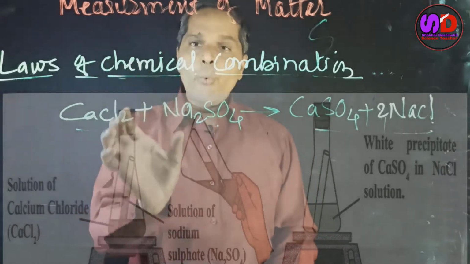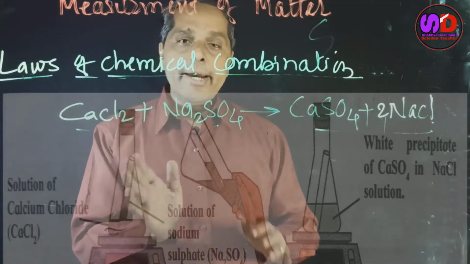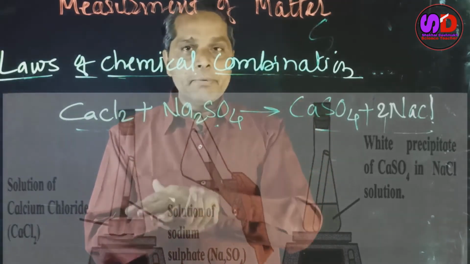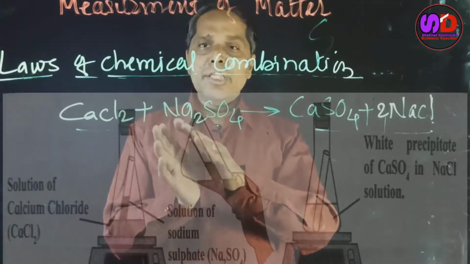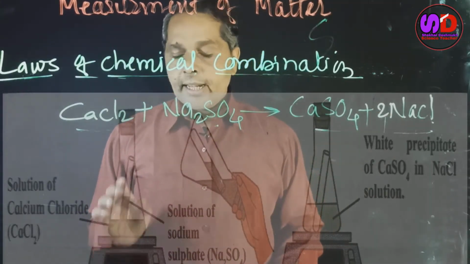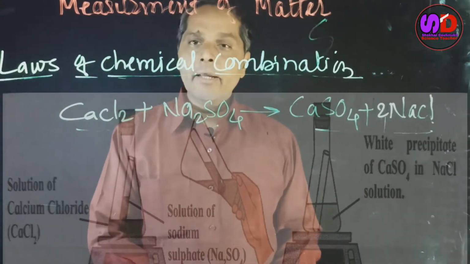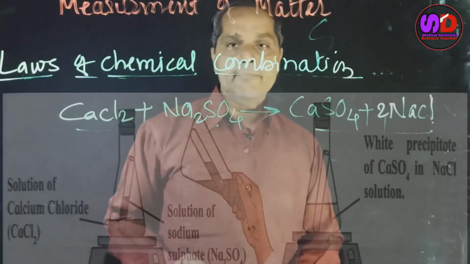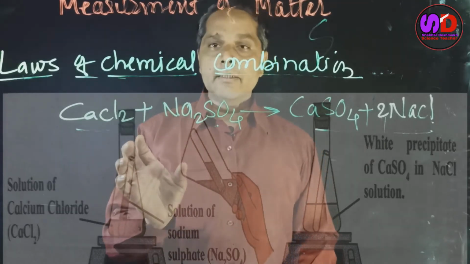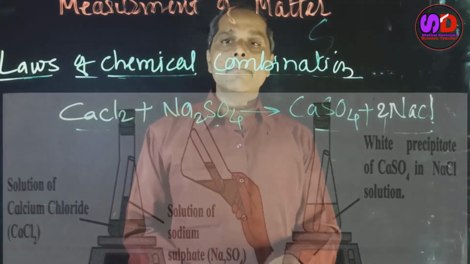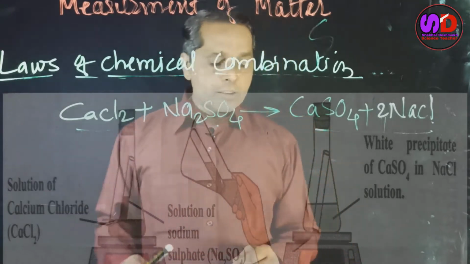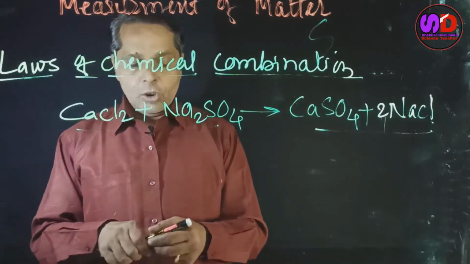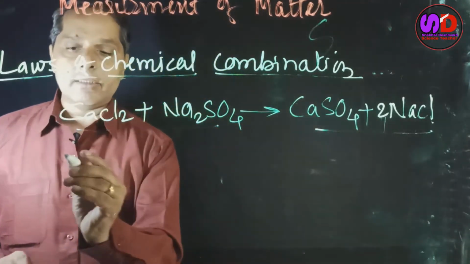Then weigh the entire assembly again. Because the cork is present there, nothing is going out of the conical flask. Weigh it again and you can find that it has the same weight as before the reaction. So this is nothing but the law of conservation of matter. This law is called the law of conservation of matter.